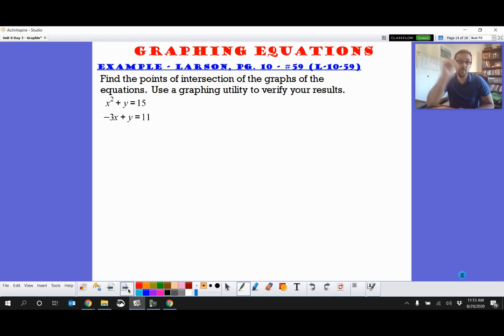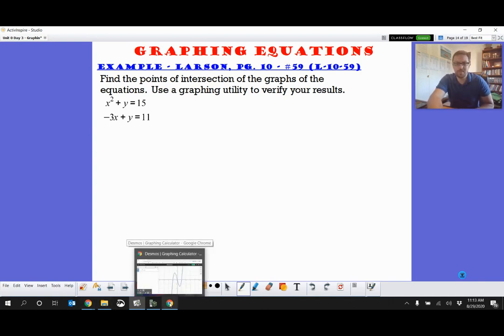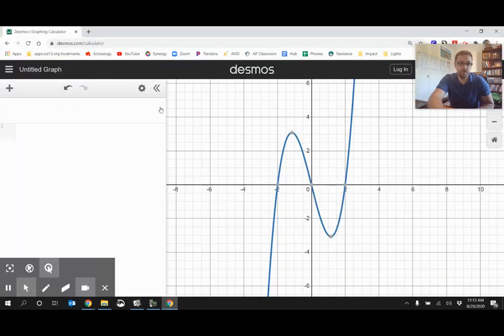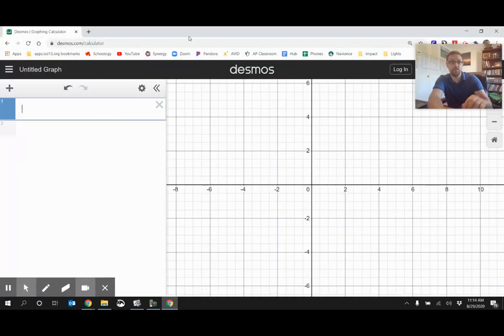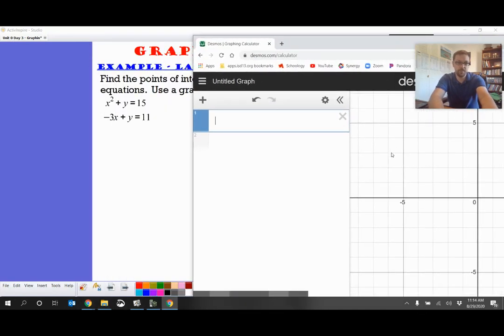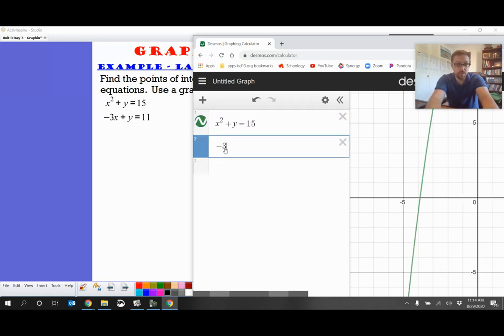So we want to find the points of intersection and use a graphing utility to verify and make sure that we've got the right thing. And we'll even do that first. Sometimes it's nice to know what our answer is so we can have that reassurance. So Desmos does a nice thing about finding those points of intersection. Here, I'm just going to do this because I can see what's going on. So I got x squared. Again, I did a shift 6 to get the little caret, to get that exponent, just like you would on a graphing calculator. x squared plus y equals 15, and then we got negative 3x plus y equals 11.